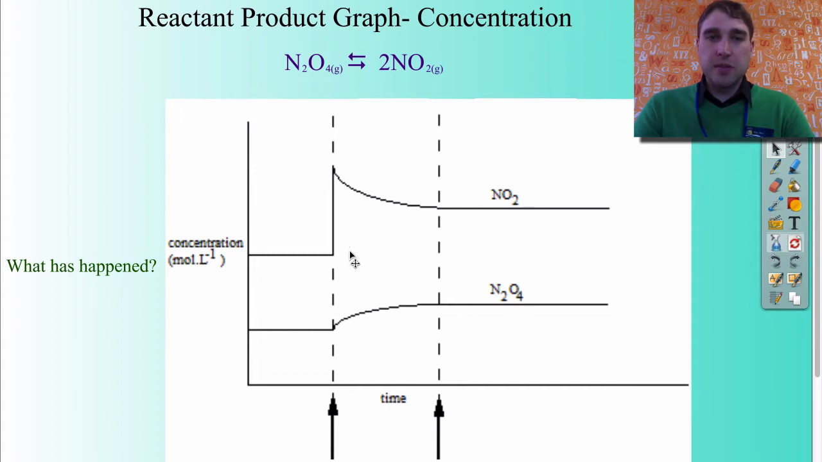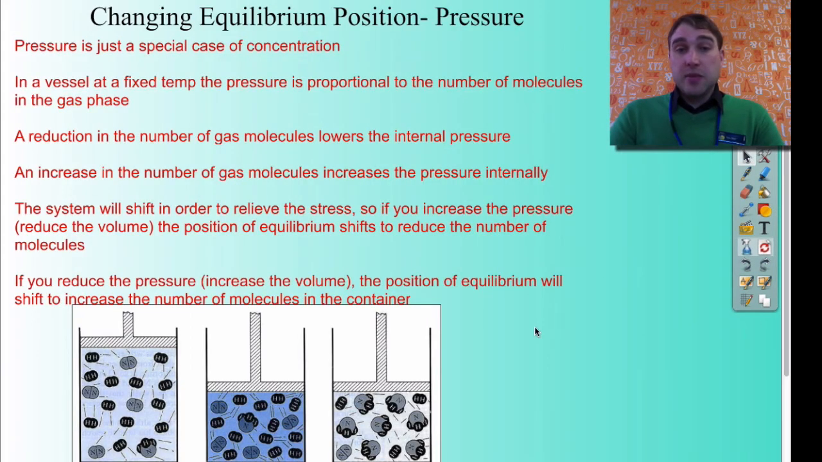If we look at what's happened, our NO2 concentration here has sharply increased. So what's happened is the system was at equilibrium over here, someone's added some NO2, and now the system is responding. So if we increase our amount of NO2, the position of equilibrium is going to shift over to the left to reduce the concentration of NO2, but increase the concentration of N2O4, and that's what we see in this graph. So we talked about concentration last time, and this is what you would see on a graph. You'd see a sharp increase or decrease of one of the reactants or products. So that's what happens with concentration.